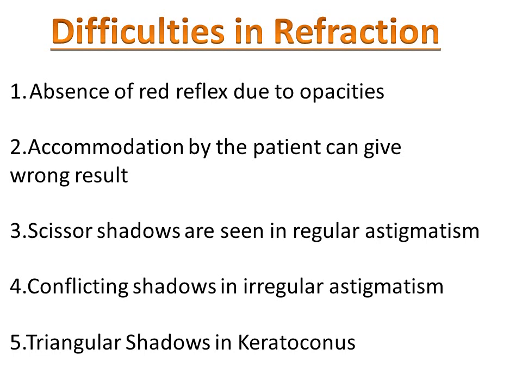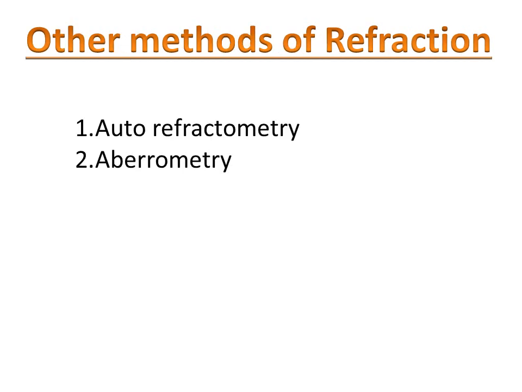In irregular astigmatism, the movement of the glow will be totally erratic and then conflicting shadows will be seen. In keratoconus, we see what is known as triangular shadows, which are again confusing. In such cases, retinoscopy is slightly difficult than what we think. And you must know other methods of refraction, that is, other methods of calculating the refractive error of the eye, as you know very well, and most of the places it is practiced, that is autorefractometry, and another method is aberrometry.